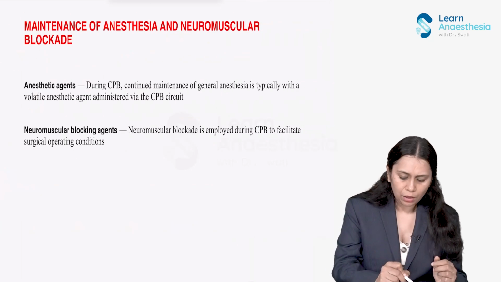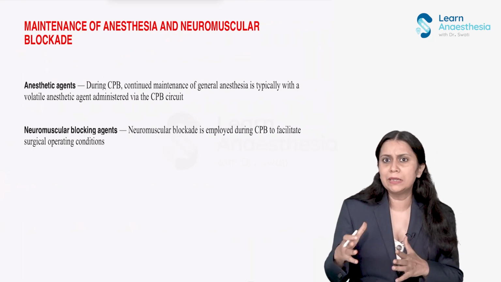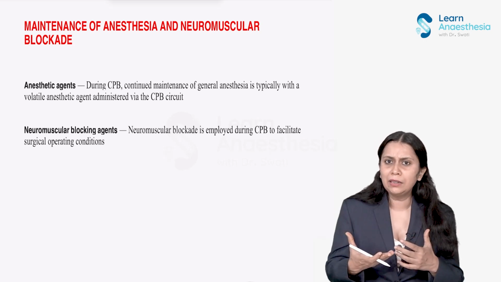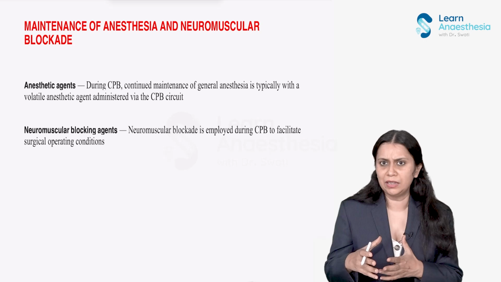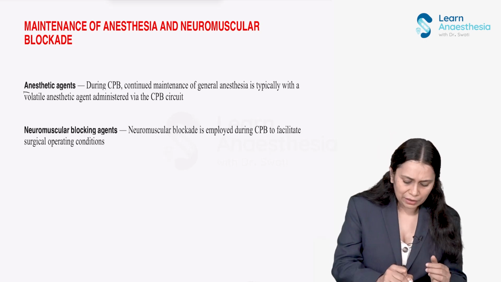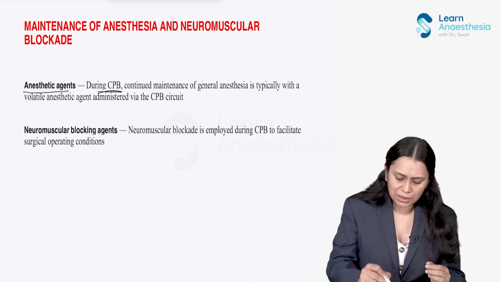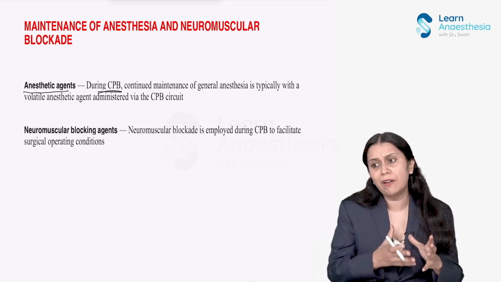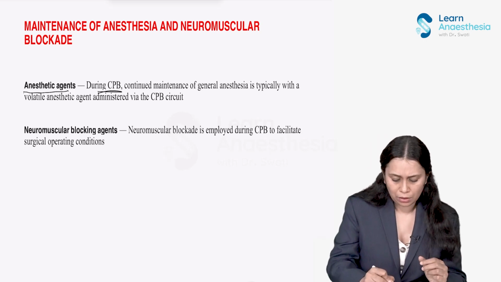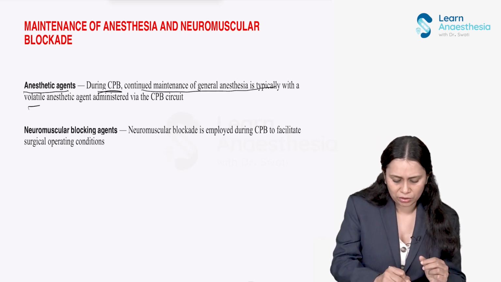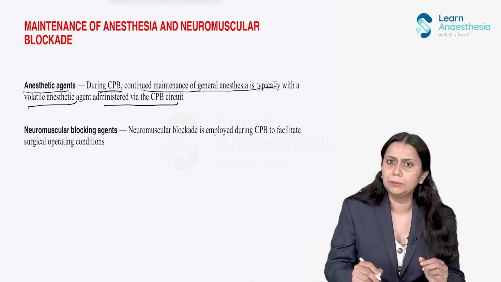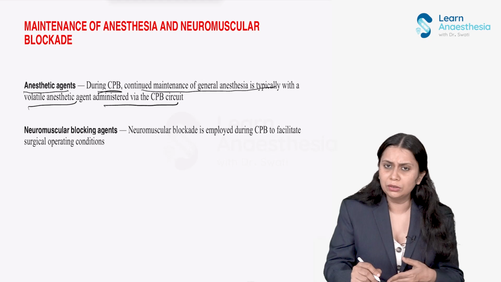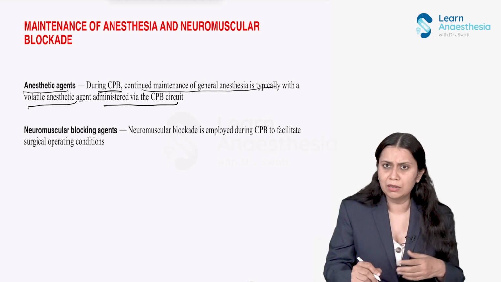Now, during the CPB, during the procedure, how do we maintain the anesthesia? Well, definitely, we need to give our anesthetic agents. How do we give them? They are given through the CPB machine, where we have a device, a vaporizer, attached to the CPB machine to give inhalational anesthetic agent. It is mostly administered through the CPB circuit. We can also add IV anesthetic agent infusion.